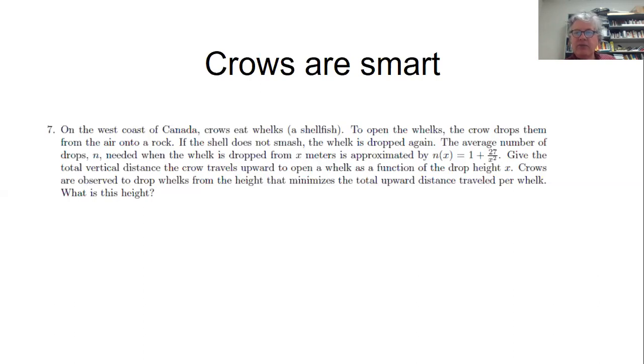Whereas if they go up 3 meters, 3 squared is 9. 27 divided by 9 is 3. 3 plus 1 is 4. 4 times 3 meters is 12 meters. So it's better for them to go up only 3 meters than it is to go up 1 meter. Okay, so let's do this on the whiteboard.